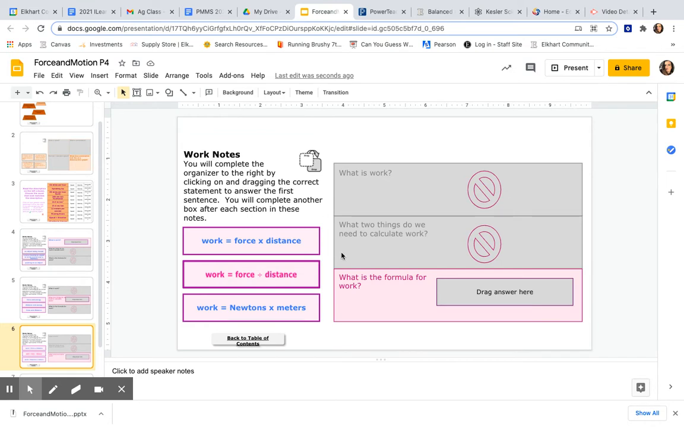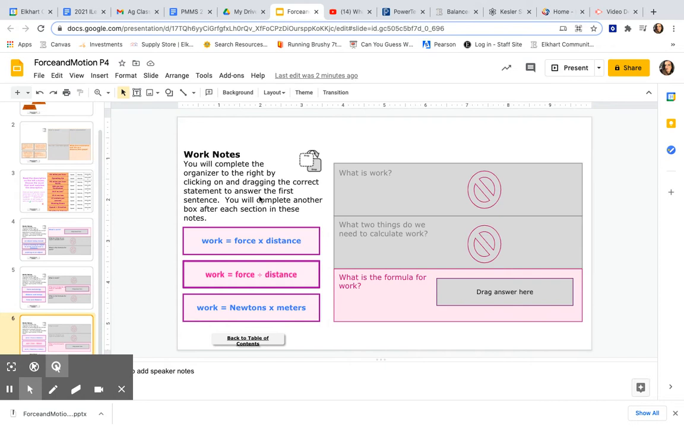You will need to complete this one as well. And it says, what is the formula for work? Is it work equals force times distance? Work equals force divided by distance? Or work equals newtons times meters? And we're going to watch a video on work here in a moment so that you can answer these questions. Okay, so here's our video right here, and we will watch and listen to what work is so that you can answer these three questions.